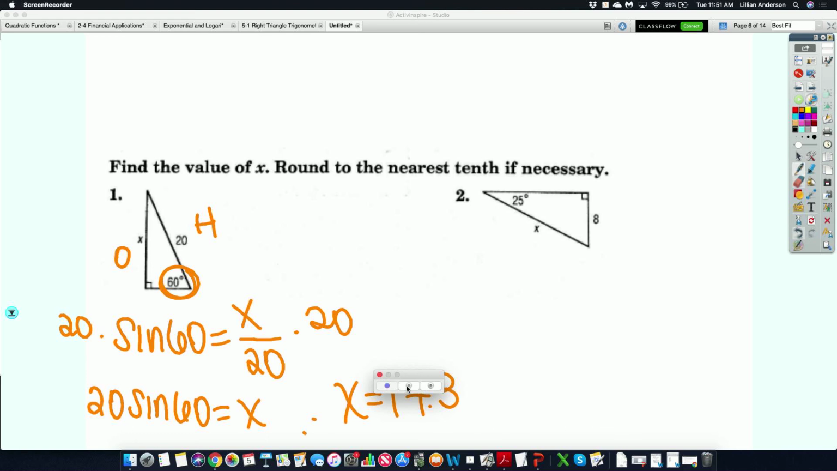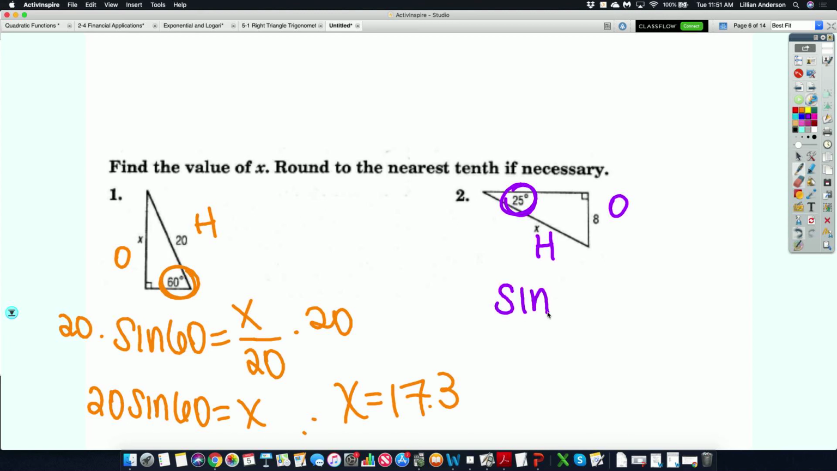Let's label my sides. I'm basing my side labeling off of which angle? The 25. 8 is our what side? And x is our, again, we have another opposite hypotenuse, which means we're going to use which trig function? So we set it up. Sine of our angle, which is 25, equals 8 over x. Don't get it confused. X can be on the top or it can be on the bottom. In the orange, it was on the top, but this time it's on the bottom.